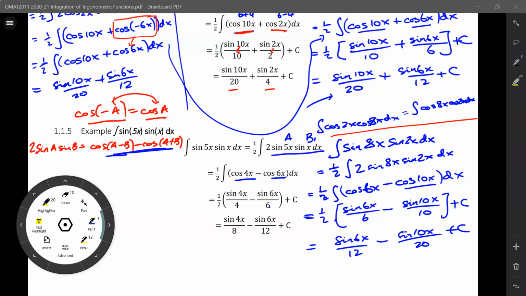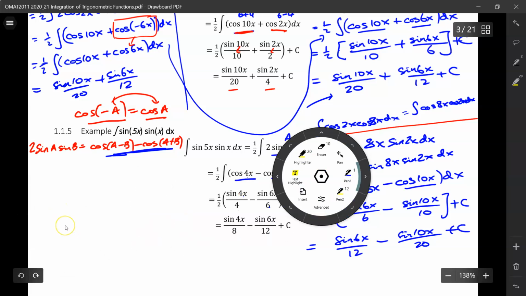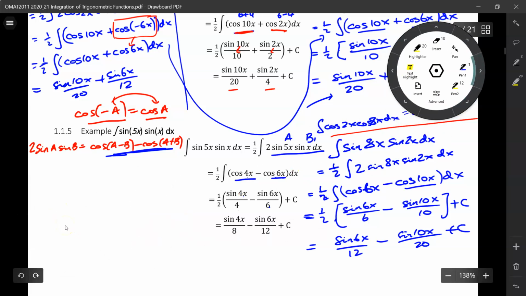Okay, and then I'm going to make one more, because I'll try and make this one a bit trickier. I'll leave that up there because that's the rule we're using. So I'll swap this around. It's sine x sine 8x dx like that. So I'll pause the video and let you have a go at that one.